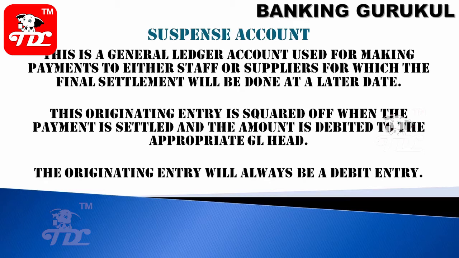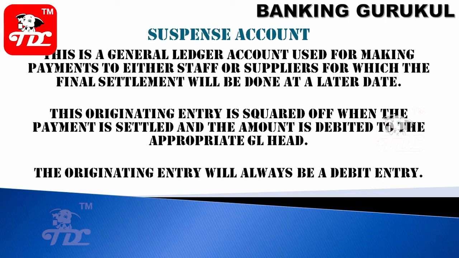In branches, what happens? Some expenditure is there, but it will not be finalized on the current date. It will be finalized on a future date. For example, a customer met with an accident and is going for an operation, and we don't know how much the final bill will be.